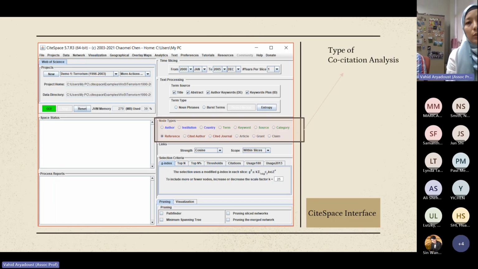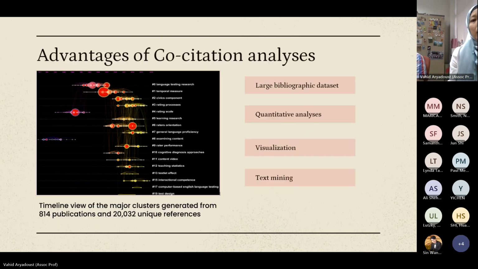Okay, so this is the interface of CiteSpace. And if you were to do your own co-citation analysis, this is where we would determine the type of co-citation analysis by selecting the node types. So there are some major advantages of co-citation analysis. Mainly, we can harness large bibliographic data sets and perform quantitative analysis, which is more objective than the qualitative narrative review types of reviews.